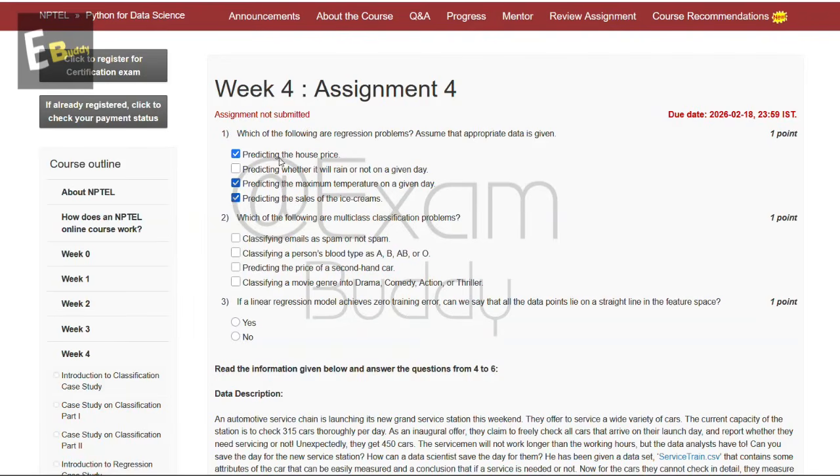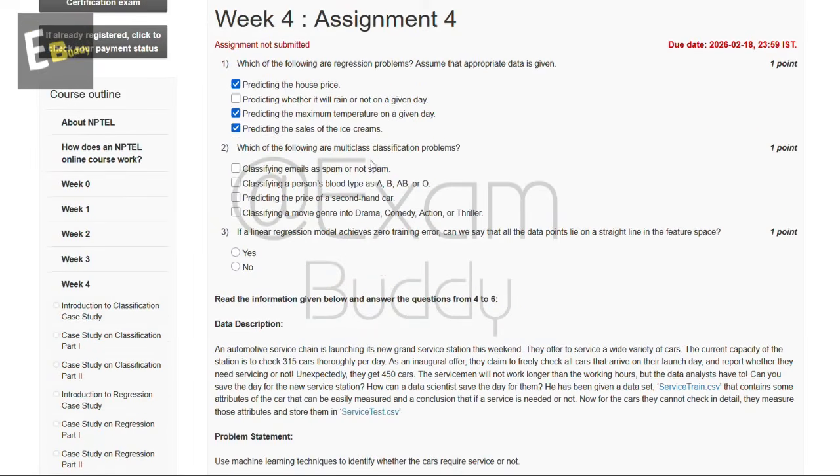And now let's go to our question number 2. Which of the following are multi-class classification problems? So these are the options and the answer of our second question is B and D. And now let's go to our question number 3.